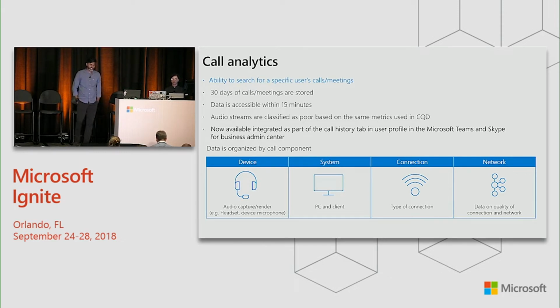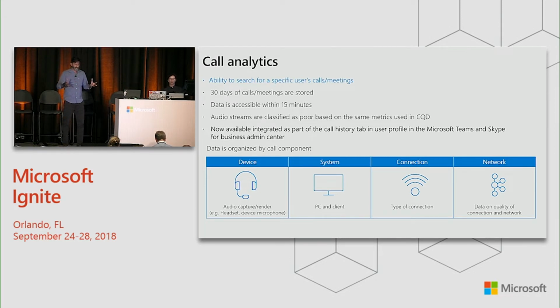The last 30 days of calls and meetings for every user are stored, and it's near real time. It's not like a 24-hour or 48-hour latency. You get the data within about 15 minutes. While we say 15 minutes, I've seen on my call analytics, when I go back to check if something went wrong, sometimes I see it in about 5 to 7 minutes.